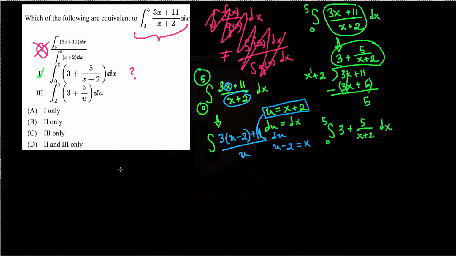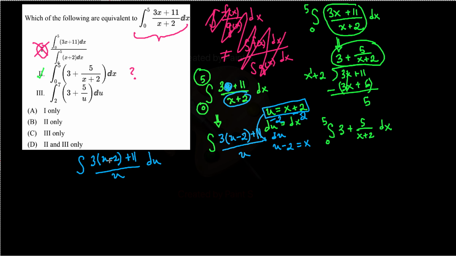So I'll write it again to make sure that it's clear. I'm going to leave the bounds out for the time being. I made u equal to x plus 2, so I subtract 2 on both sides in order to solve for x, and I get x equals u minus 2. So instead of writing x here, I write u minus 2. So I get 3 times (u minus 2) plus 11 over u du.